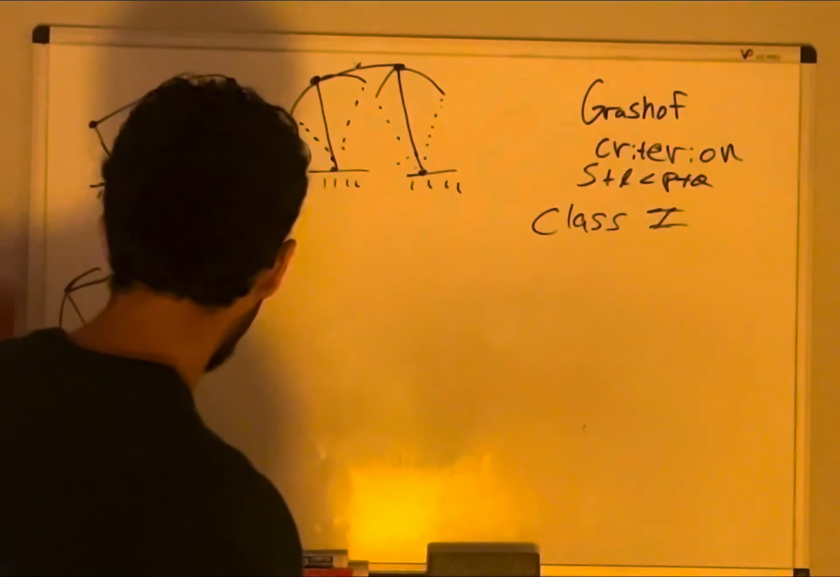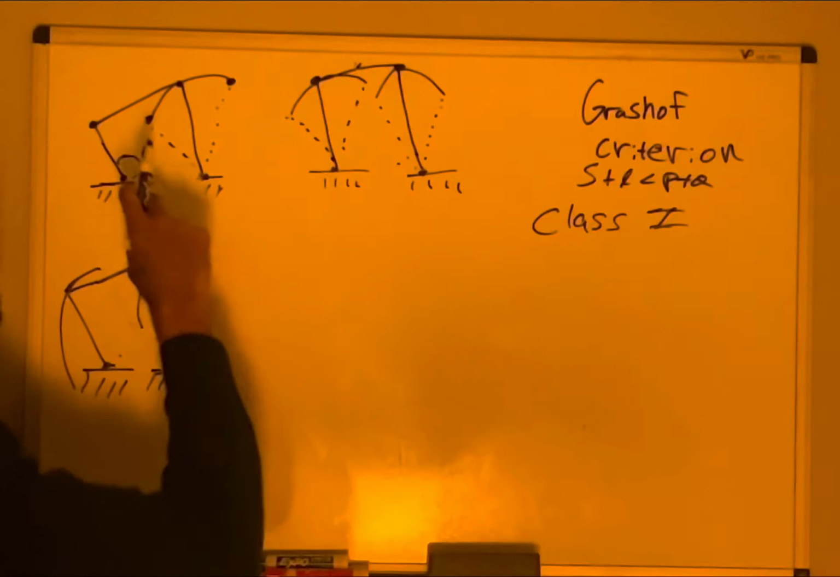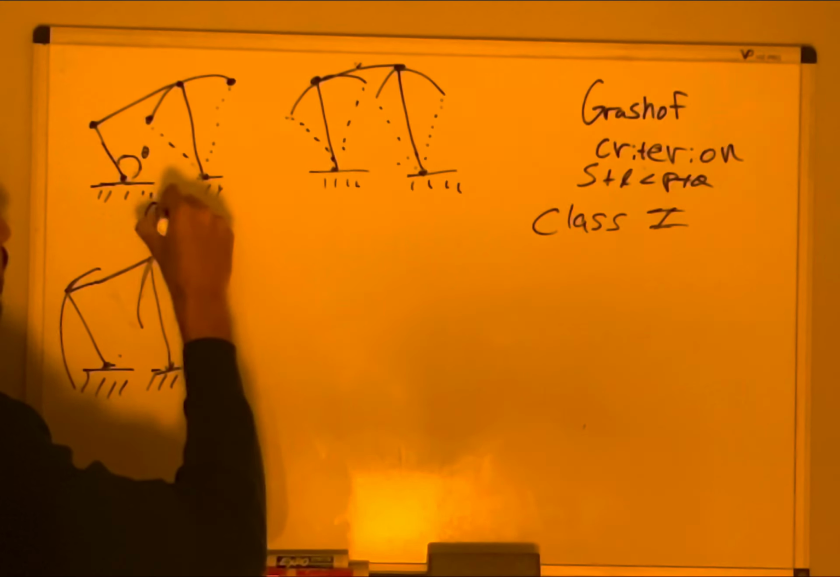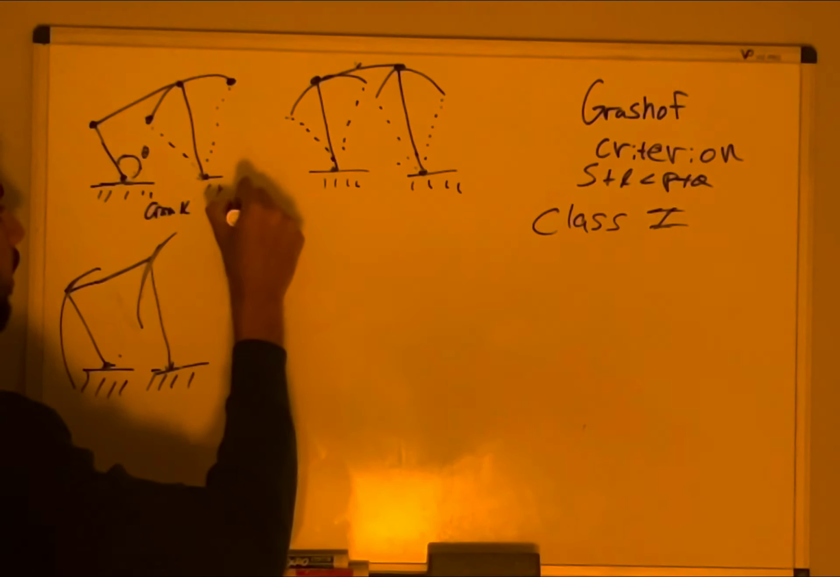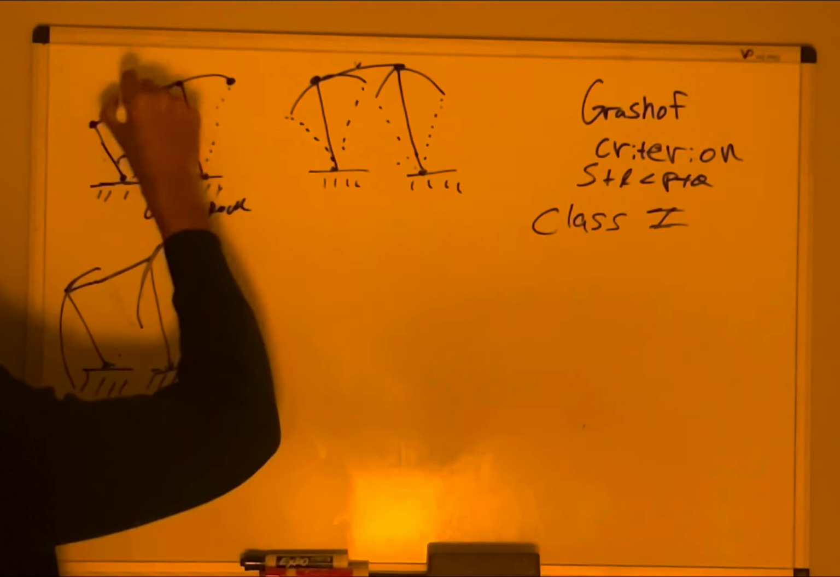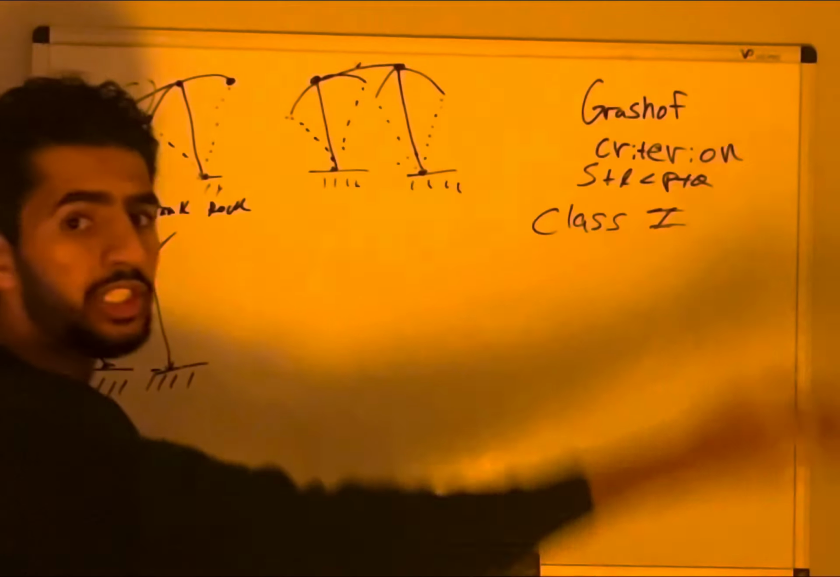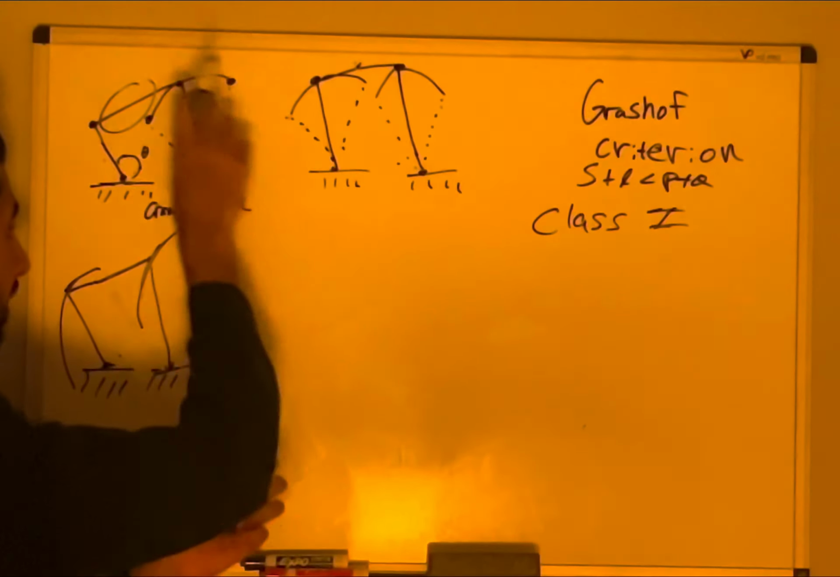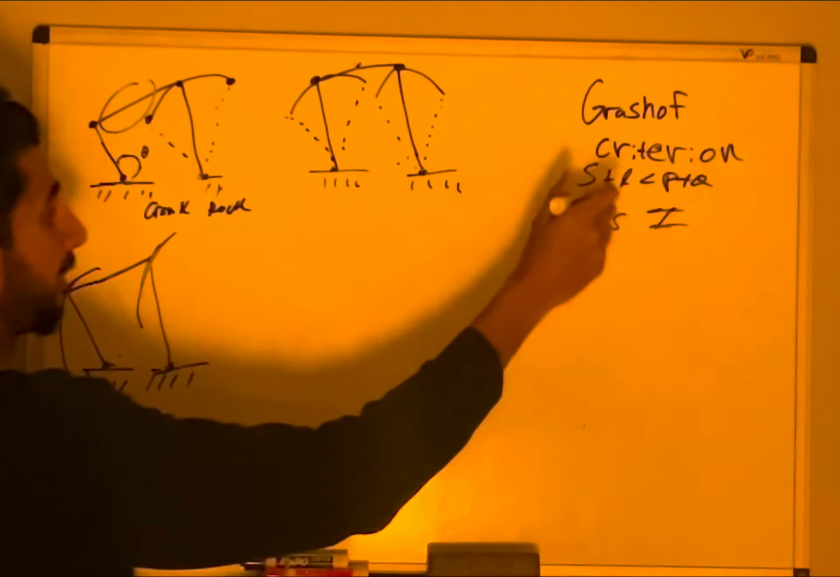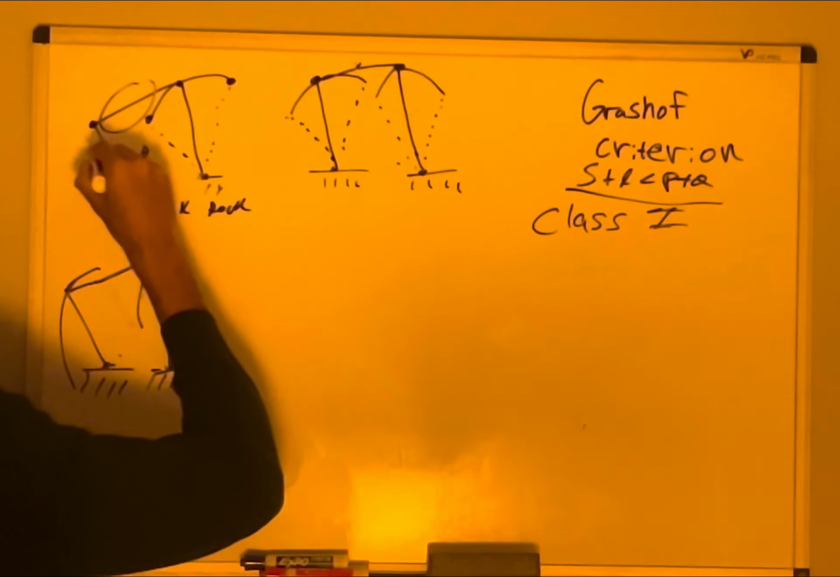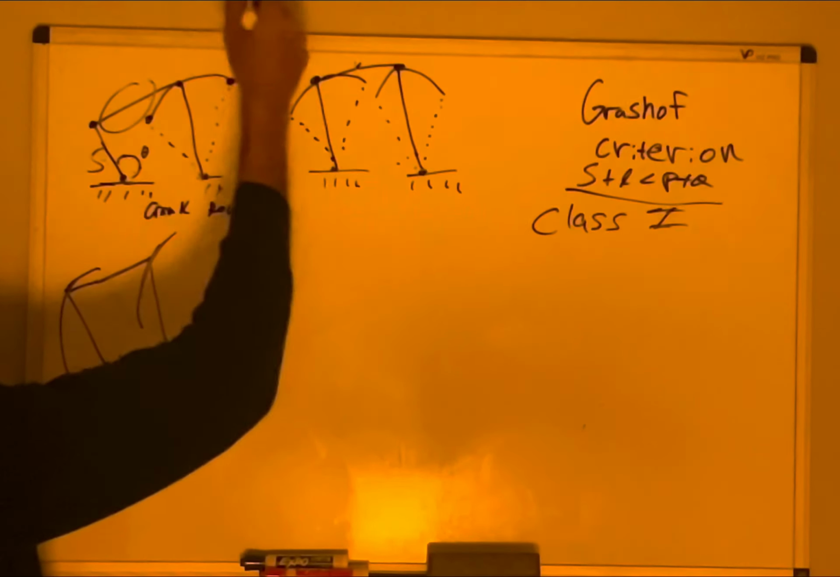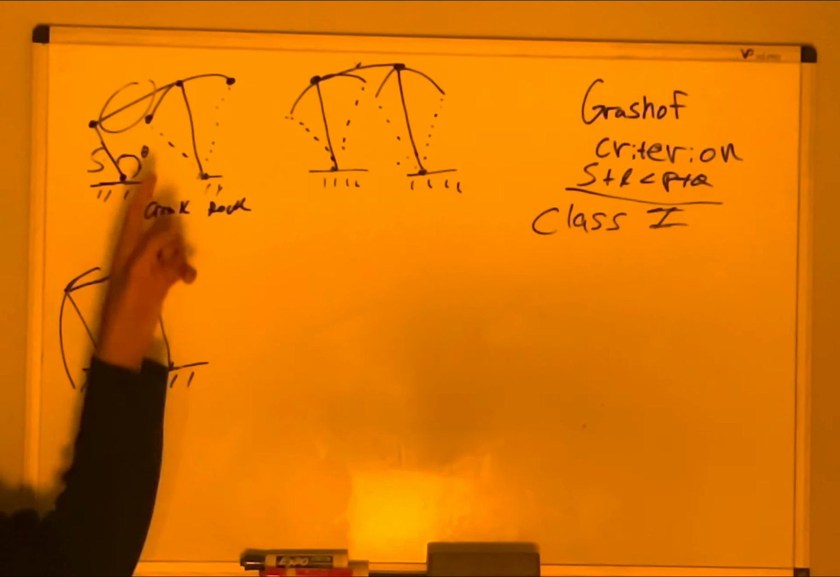Now this one you can recognize, you guys can guess, it's a crank rocker. So we have our crank, we have our connecting rod, we have our rocker. The crank undergoes full rotation. So let's say this is a class 1 kinematic chain, so it satisfies this equation. Let's say the crank is the shortest one. The longest one can be added, it doesn't matter.